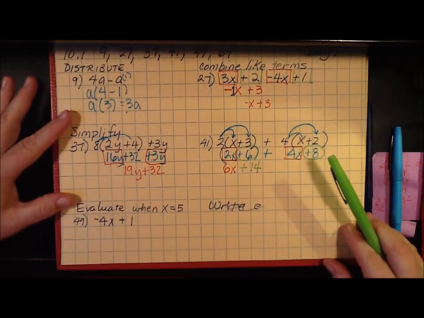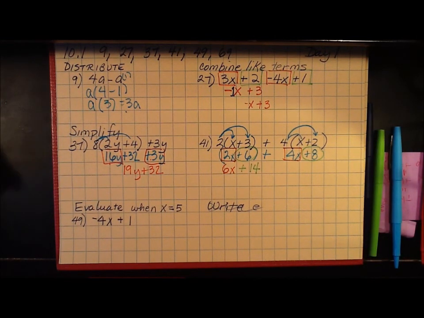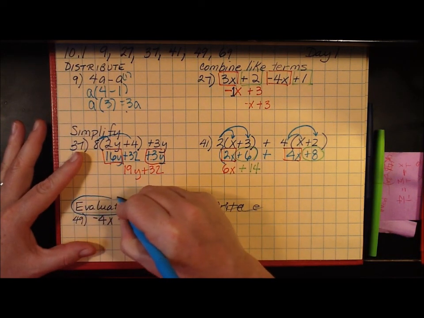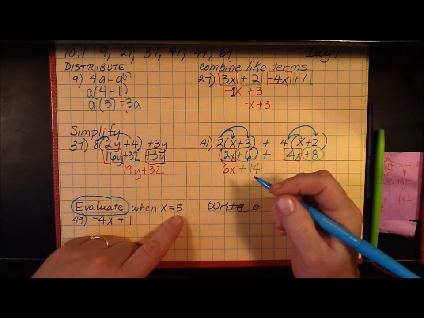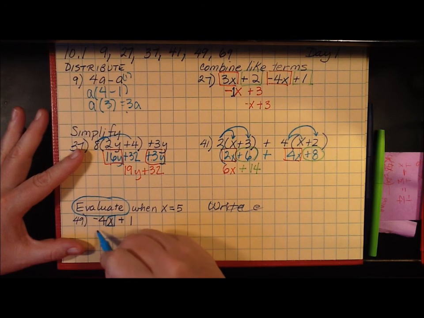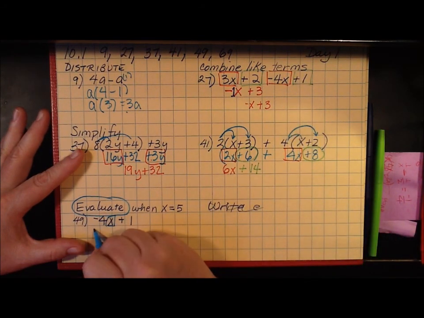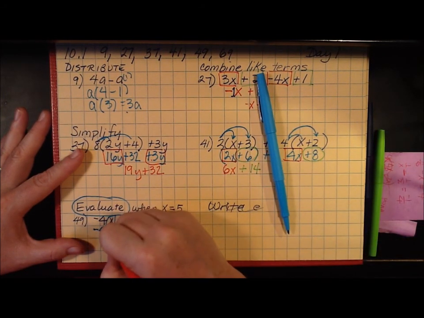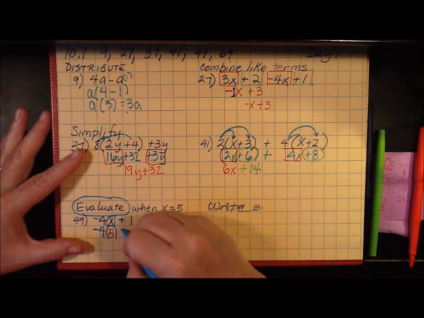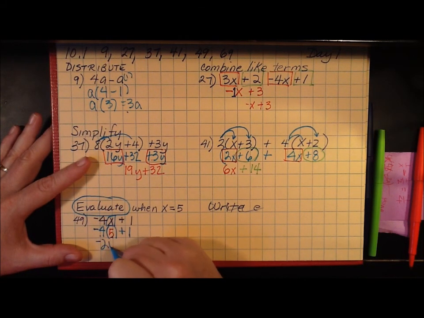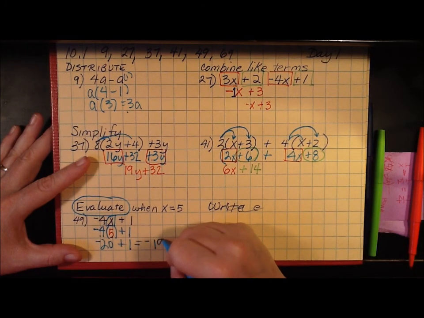The last thing on this particular paper is they want you to evaluate when x equals 5. This is an important vocabulary word in our math, evaluate. That means take this number and plug it in wherever you see an x. So here's my x, and instead of that I'm going to put in 5. So negative 4 times 5 plus 1. Negative 4 times positive 5 is negative 20 plus 1. Combine those and I have negative 19.